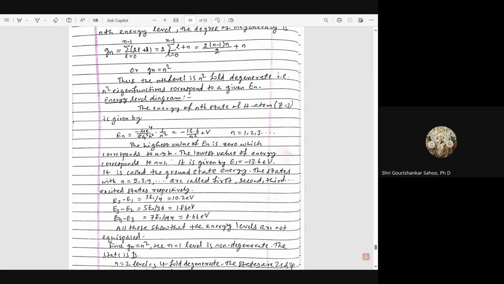And the states with n equal to 2, 3, 4, and so on are the first, second, third excited states respectively, and the value E2 minus E1 is 10.2 eV, E3 minus E2 is 1.89 eV, E4 minus E3 is equal to 0.66 eV, and it is not equispaced, you can see. And your Gn equal to n square, for n equal to 1, the level is non-degenerate, and the state is 1s.